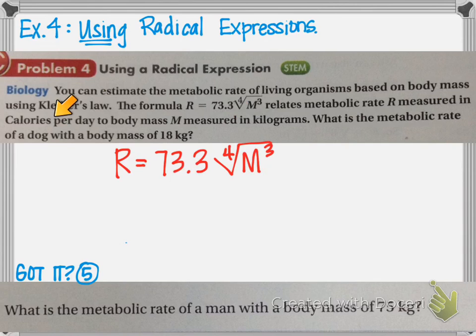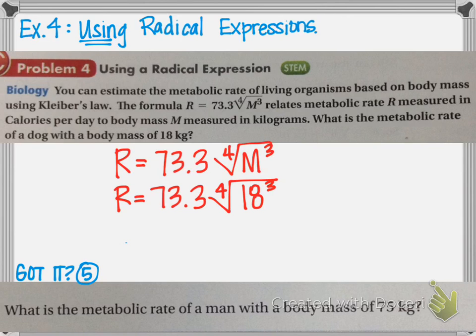R is the metabolic rate. M is the body mass. They tell us the body mass of the dog. So where are we going to put 18? Yep, where the M is. So we're going to replace that with 18. And we're going to do our work.